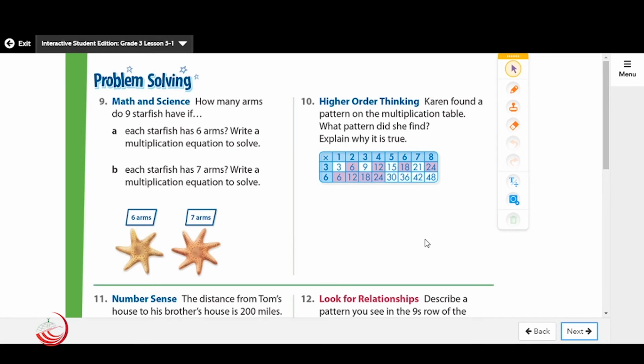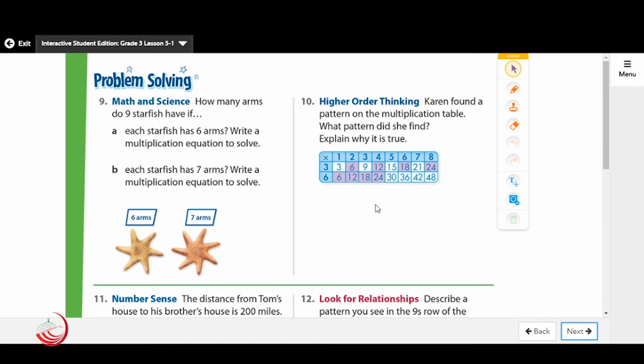Karen found a pattern on the multiplication table. Good job, Karen. What pattern did she find? Explain why it is true. Now they have highlighted numbers 6, 12, 18, and 24. And in the row of 6, they have highlighted 6, 12, 18, and 24.